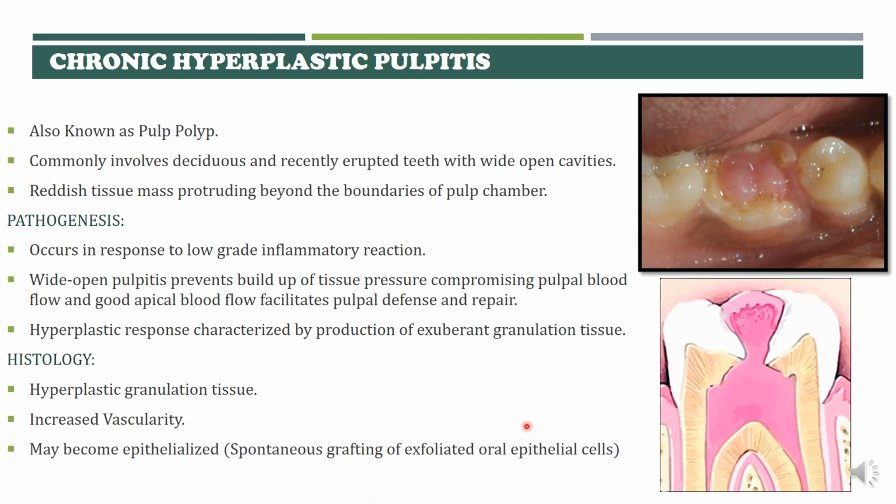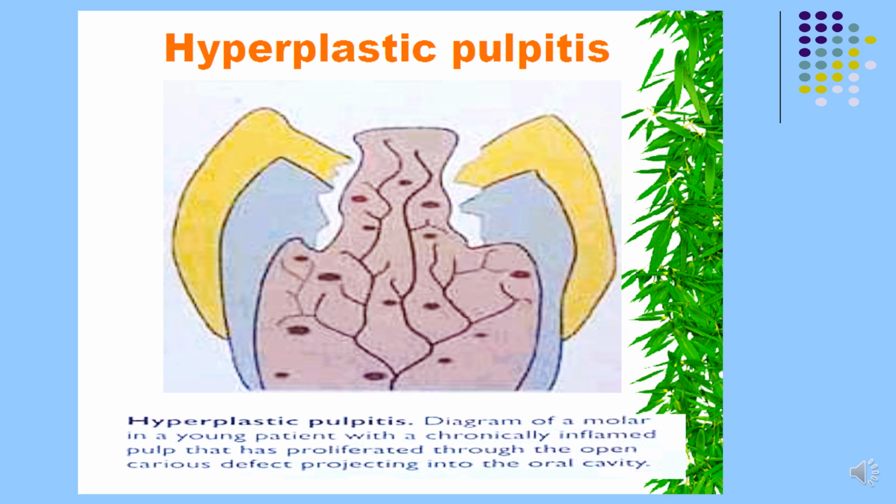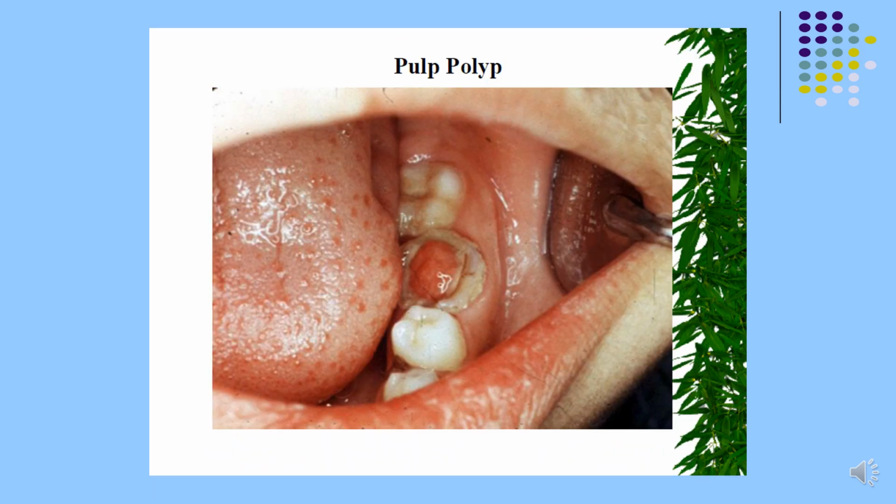All right, the reason behind this is basically the increased vascularity of young teeth, right? Young permanent teeth or young deciduous teeth in children. Okay, so histologically you see hyperplastic tissue, increased vascularity, and sometimes it's epithelialized. So this is again a diagrammatic representation of the same. You're seeing enamel, dentine, a wide open cavity here, exposure of the pulp, right? And the pulp basically has a hyperplastic response. So this is a clinical picture here. Again, another clinical picture showing you centrally the pulp polyp.